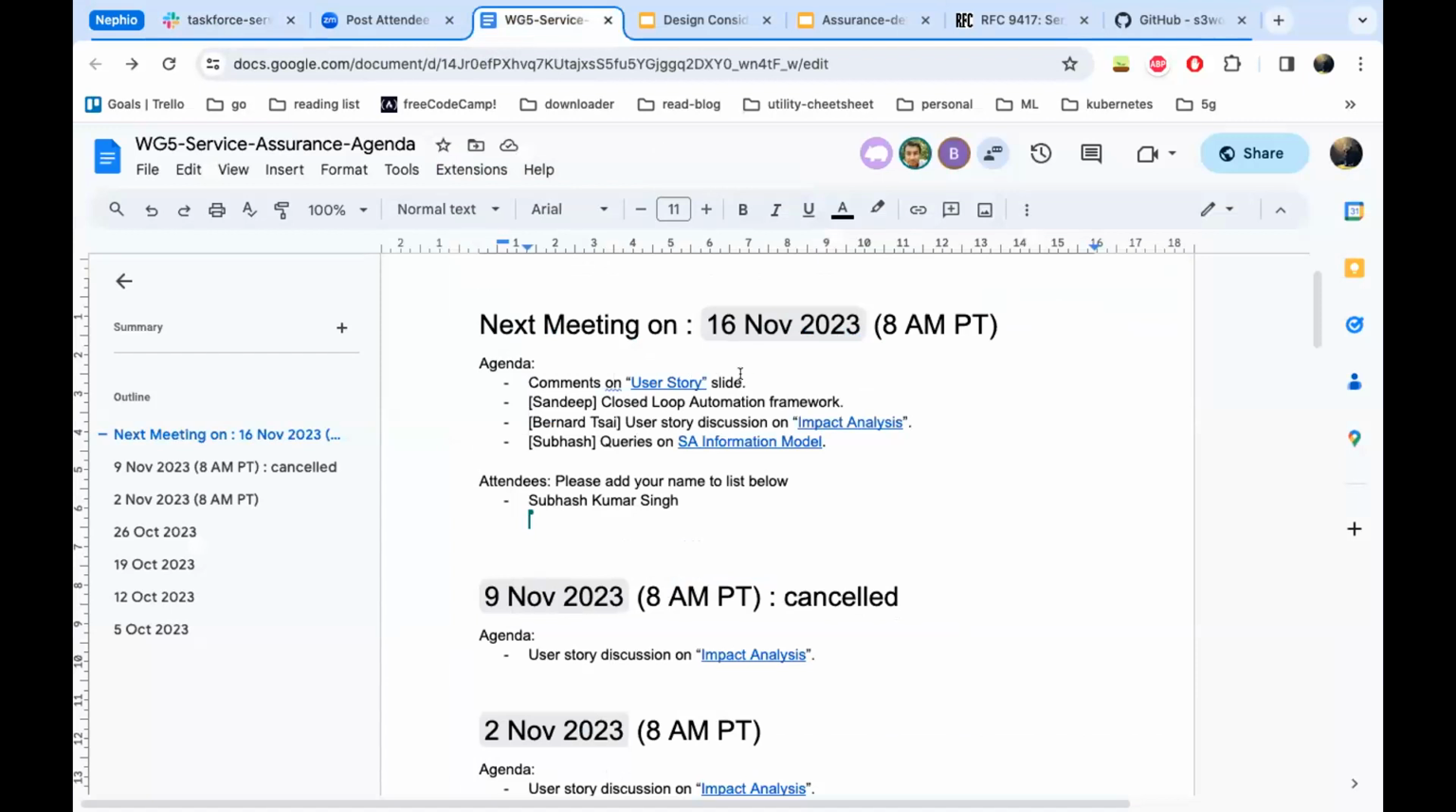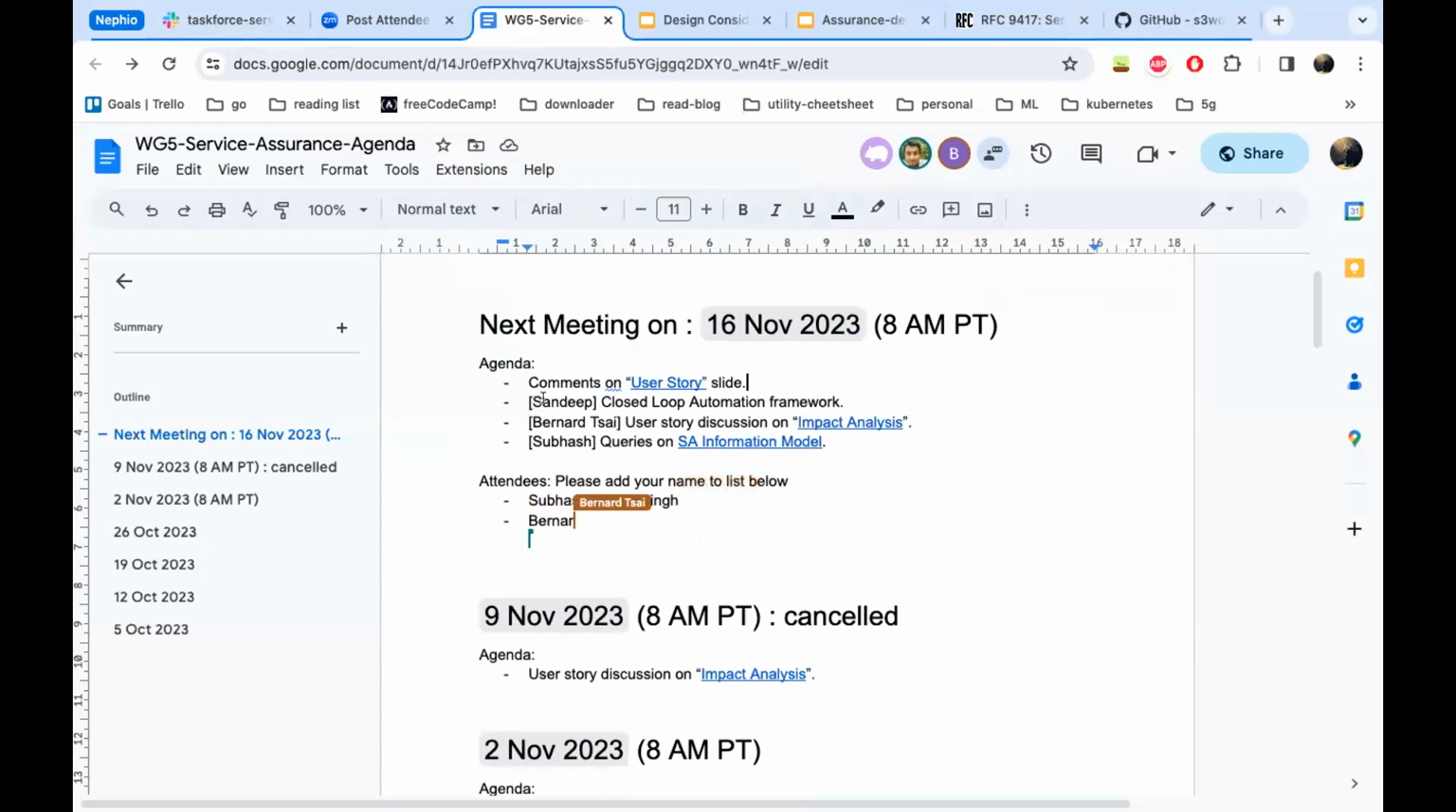So this was the first small item in the agenda. Let's directly jump to the second agenda item. Any question before jumping to the second agenda item?